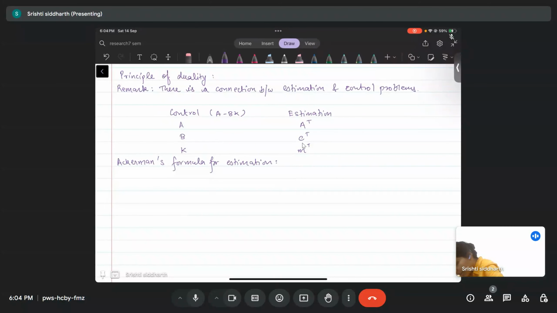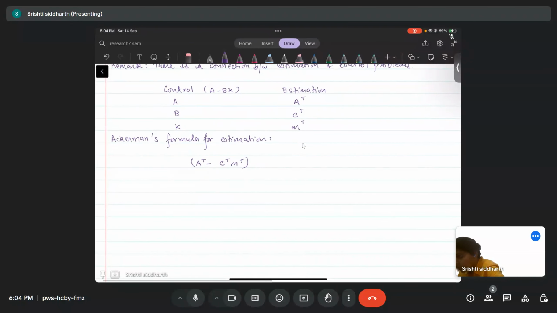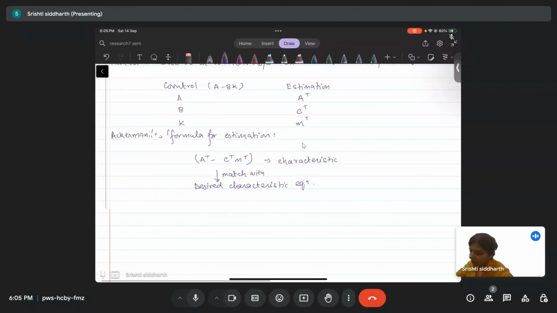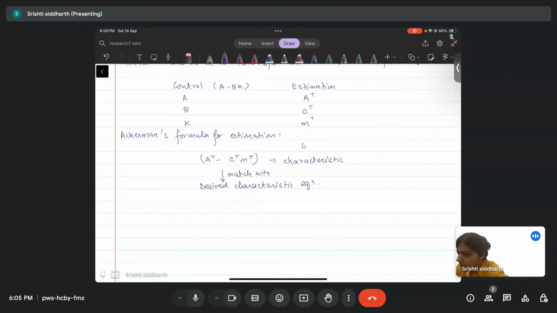So we have to design the gains for A transpose minus C transpose M transpose. Alright, so this is the characteristic equation which we need to match with the desired characteristic equation. Alright, so this is clear. Let's look at some questions.